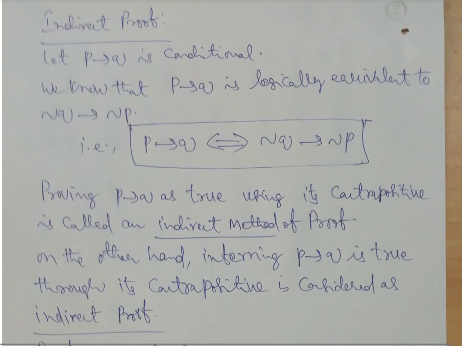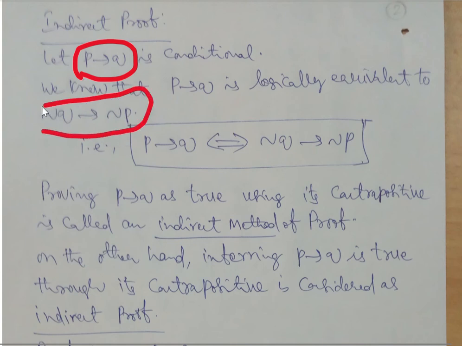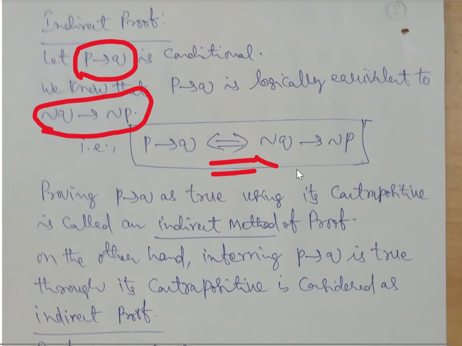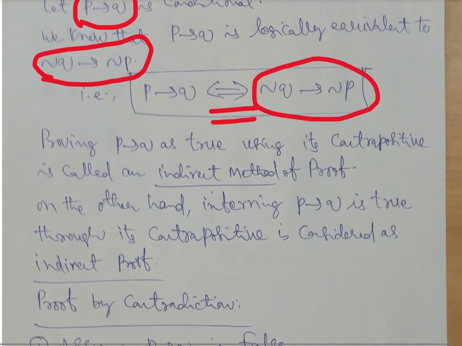Next, indirect proof. We have a conditional P implies Q. We also know that the contrapositive of P implies Q is negation Q implies negation P. Both are logically equivalent. So once we are given P implies Q, let us take the contrapositive of it and prove that this is true. When we can prove negation Q implies negation P is true, we can say, or rather imply logically, that P implies Q is also true. That is the indirect method of proving the given conditional.